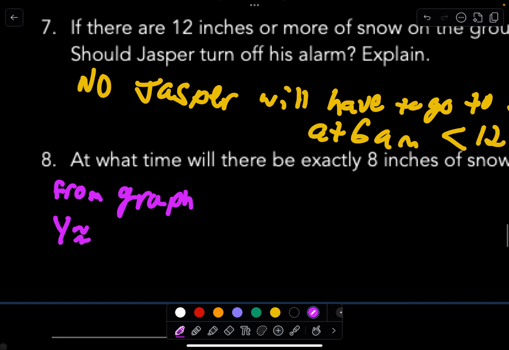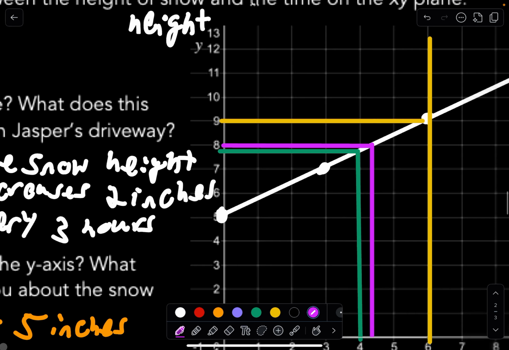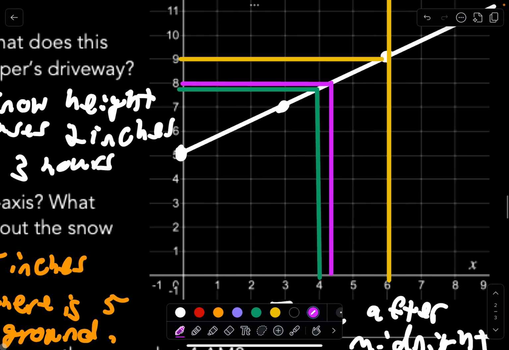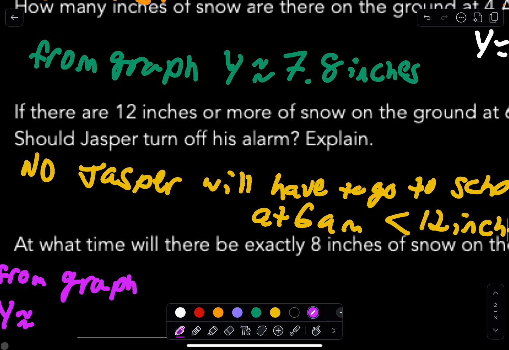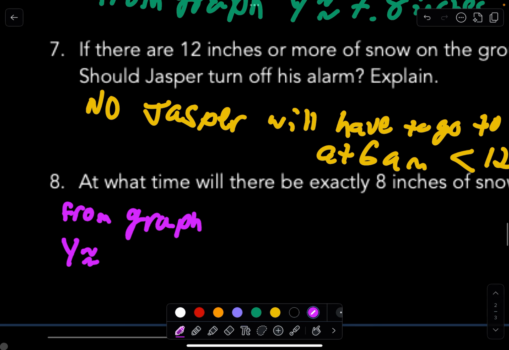Okay. But we could get the exact value. So from the graph, x is approximately about 4.5, 4:30 or so. It's not y, it's x actually, because y equals 8. From the graph, x is about 4.5 or 4:30 in the morning.